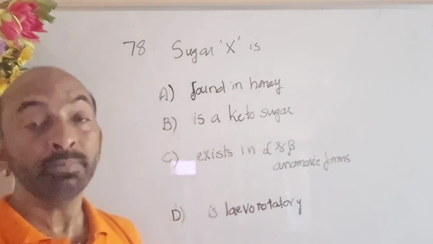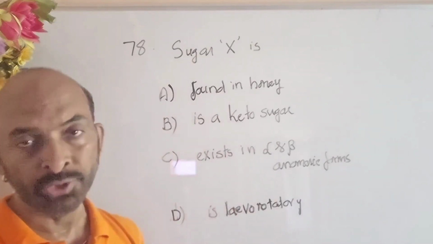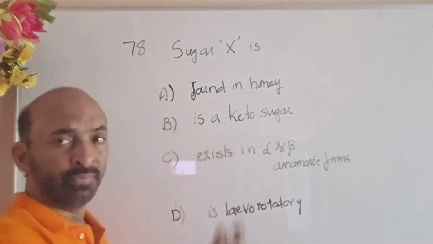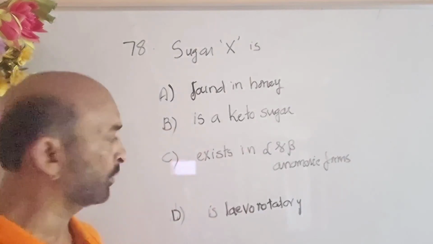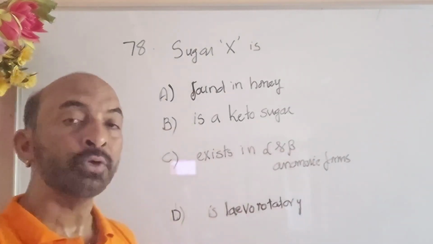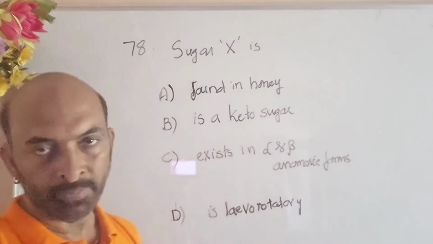Then it must be fructose because we know glucose is an aldose sugar. So by the second suggestion, we almost concluded that it is fructose. Then X is in alpha beta anomeric form. That is also valid for both glucose and fructose. Both exist as anomeric alpha and beta forms.